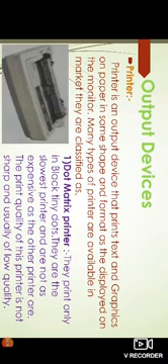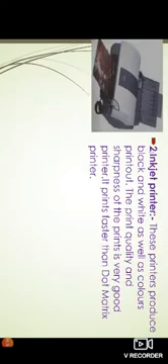Inkjet printer. This printer produces black and white as well as color printouts. The print quality and sharpness of the prints is very good. It prints faster than a dot matrix printer.